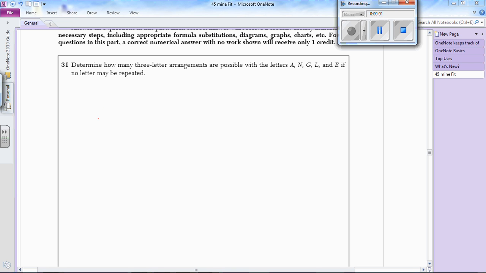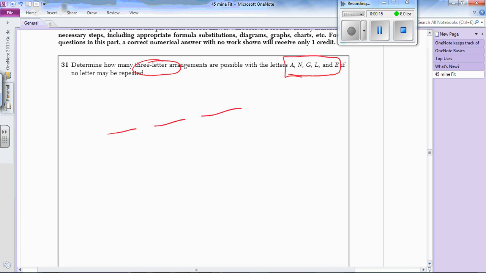All right, kids, June 2009, part 2. It wants to know how many three-letter arrangements I can make with the letters in the word angle. Angle has 5 letters.